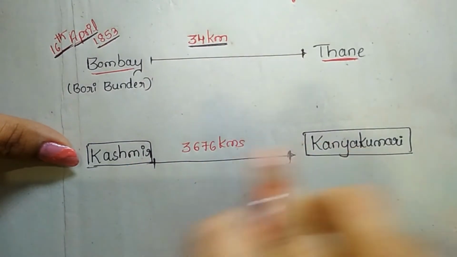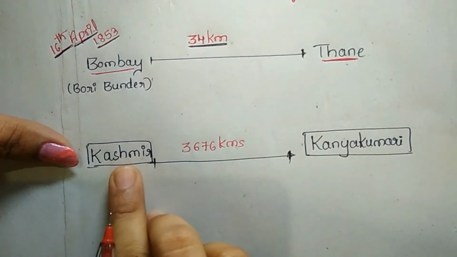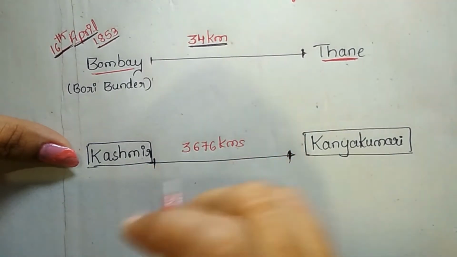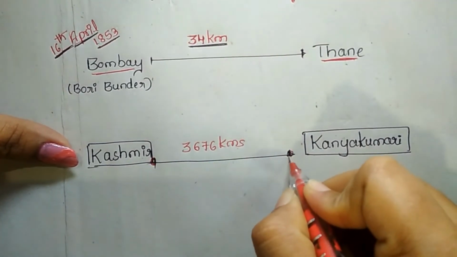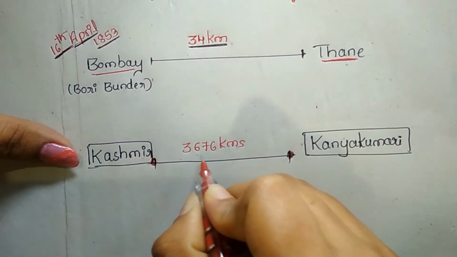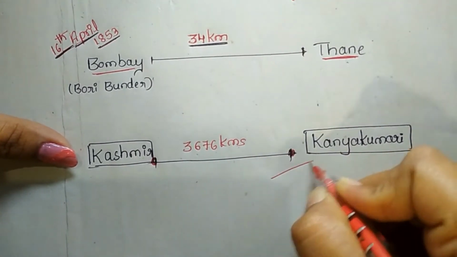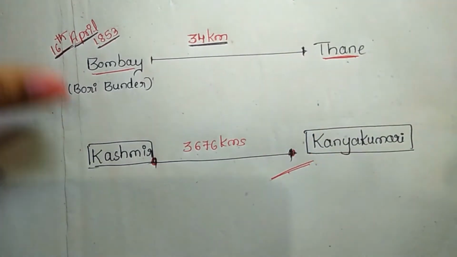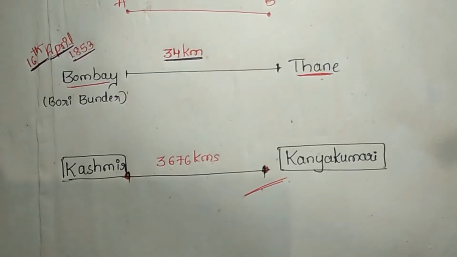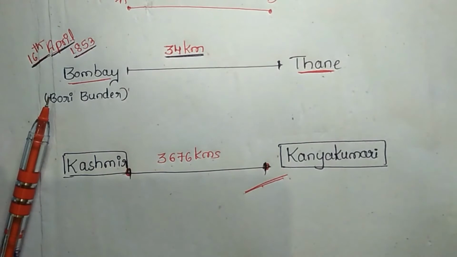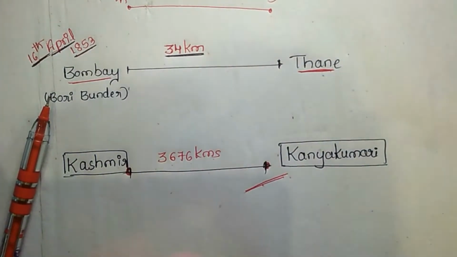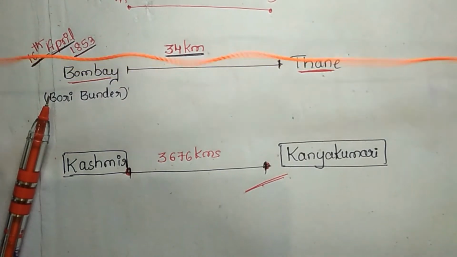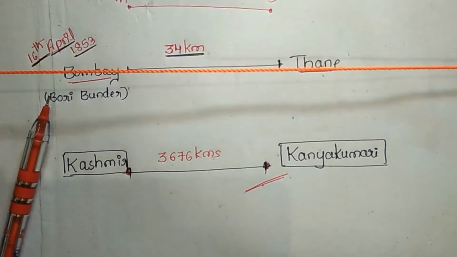Whether you go from Kanyakumari to Kashmir or from Kashmir to Kanyakumari, the distance between these 2 points is 3676 kilometers. So we can consider both as examples of line segments. Now I can take some more examples. If I take this thread, can you see what it is? It is a thread.